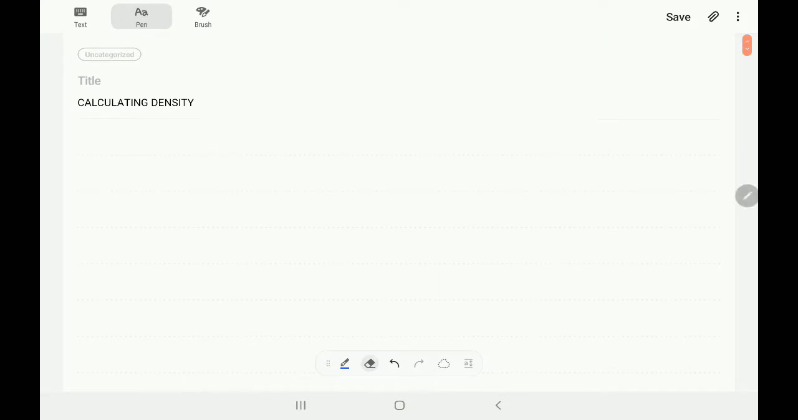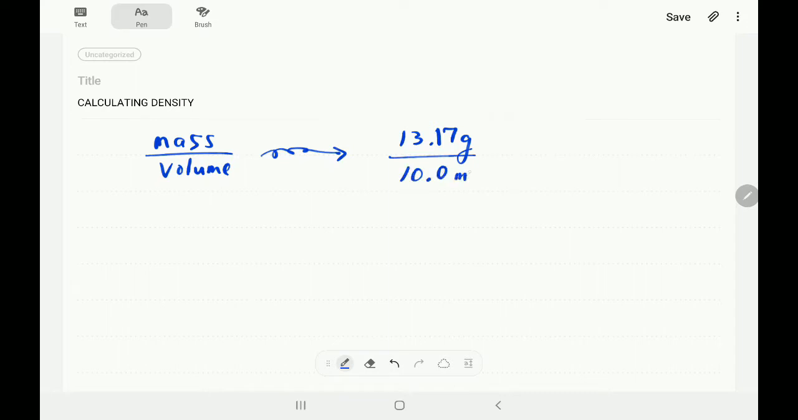To calculate density, you need to know mass divided by volume. So in the example, we had 13.17 grams in 10.0 milliliters. And if you divide those two, you get 1.32, I'm rounding a little bit, grams per milliliter. That is often expressed this way, 1.32 grams slash per milliliter.